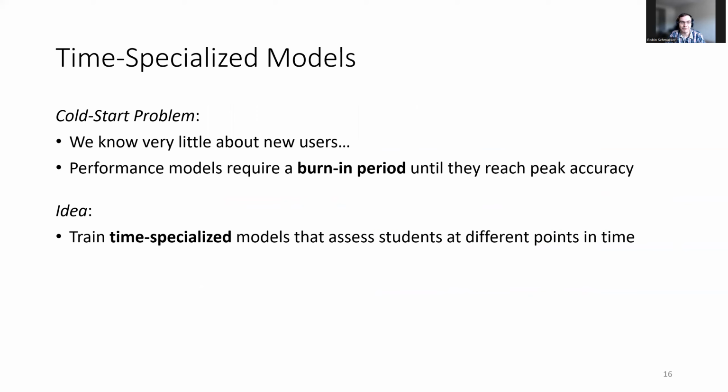And our performance model typically requires a burn-in period until they reach peak performance, which is often about 50 questions. And that implies for a new user during the first session, there's only limited accuracy in our predictions. And our idea for mitigating this new user cold start problem is the use of time specialized models that assess students at different points in time. That means we train one specific model to assess students at the beginning of their learning process, and then use different models depending on how many observations we already collected for the individual student.